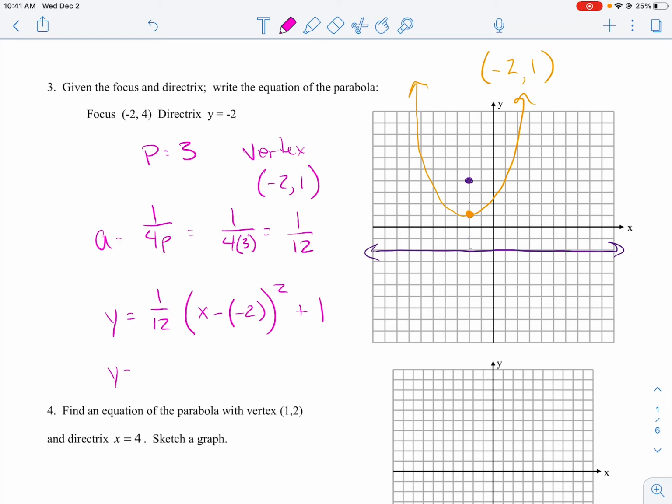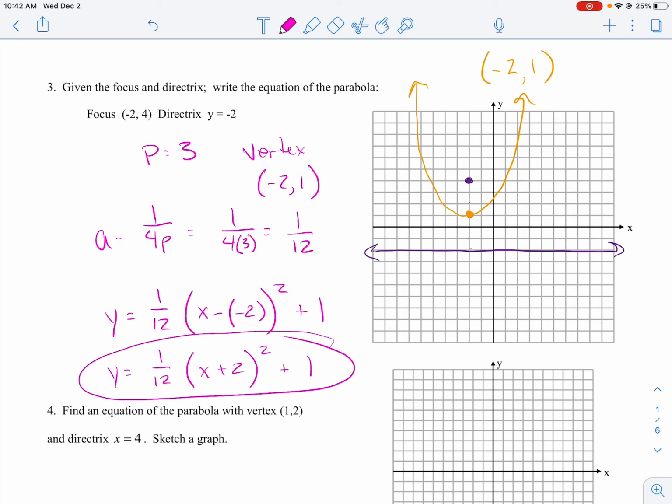And now we're going to simplify this. So we get x plus 2 squared plus 1. And that is the equation of our parabola, which is pretty neat. And we can find all this stuff just based off of our focus and our directrix. Okay? All right. Skip to number 4.